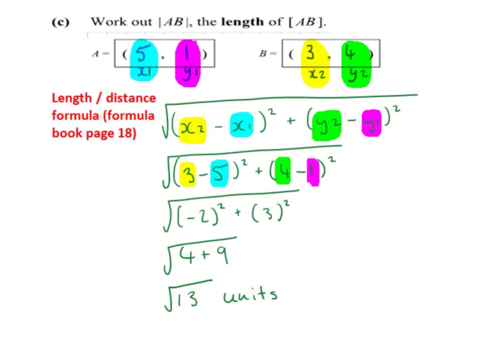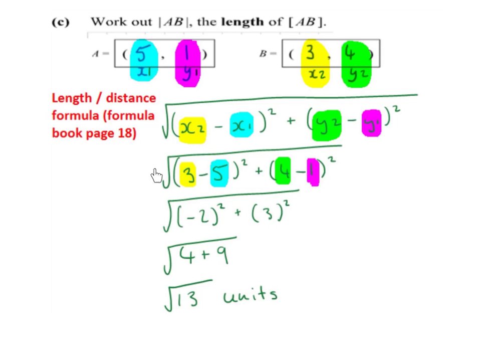We don't need to press SD, which would be to change it to a decimal, but that is how we would change it to a decimal if we wanted to. But because they didn't ask us to round it off to 1 decimal place or 2 decimal places or 3 decimal places and so on, we can leave it as square root 13.